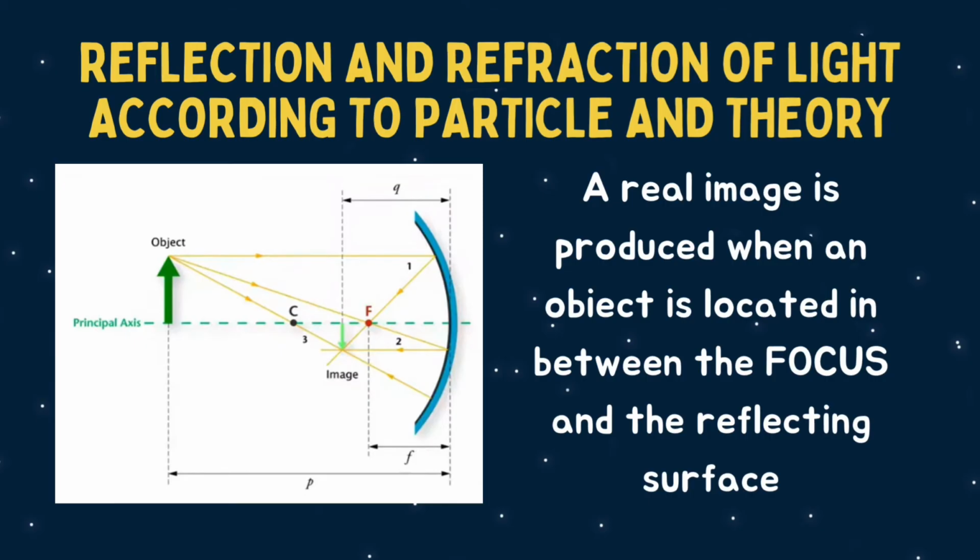When an object is placed in between the center of curvature and focus, the real image is formed behind the center of curvature. The size of the image is larger than that of the object.